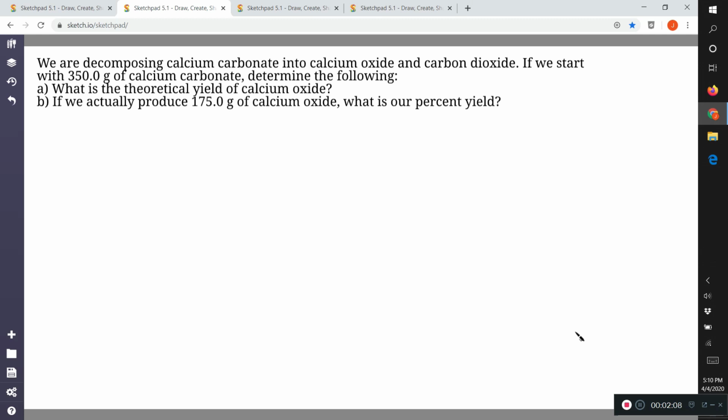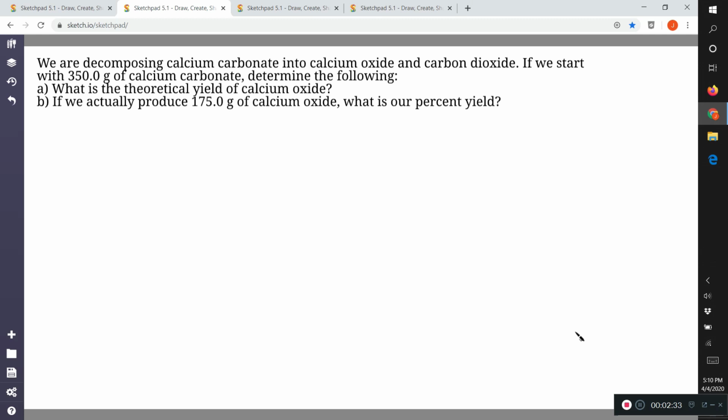We are decomposing calcium carbonate into calcium oxide and carbon dioxide. So we actually did this in the lab. We would heat the calcium carbonate in a big test tube, and it turned from bluish to blackish. That was the calcium oxide. And then the carbon dioxide we actually captured in a gas tray and everything like that.